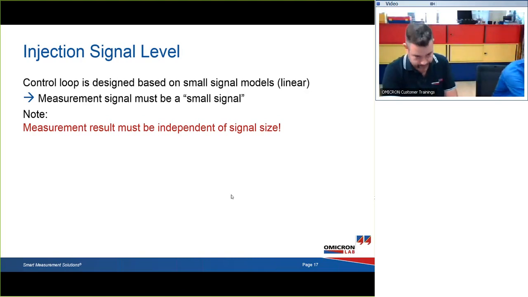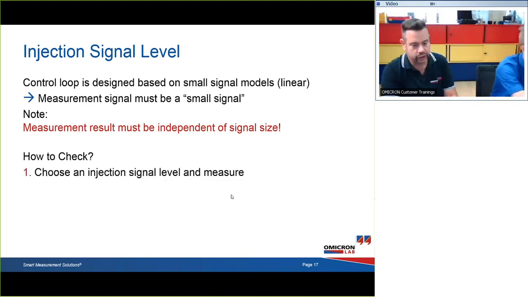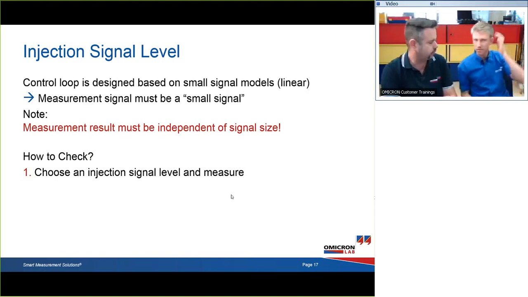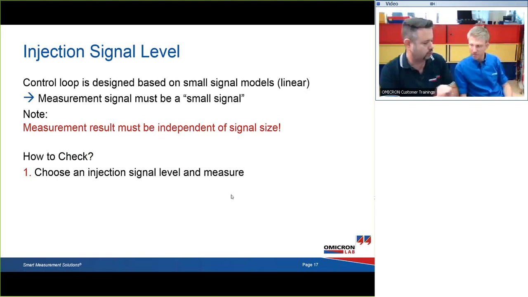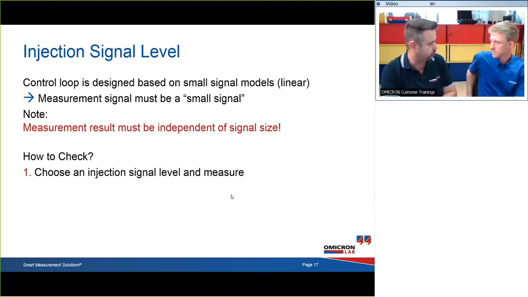So when you change the injection level, there's an easy check to do. The crossover point, so the point where the gain crosses the zero dB point, is not allowed to shift.